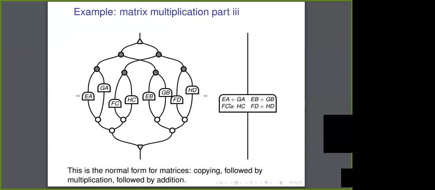Quick question, Cole. Assuming that all of the thickened wires are the same dimension, is this the same thing as just choosing a different ring for what the matrix is going to be over, by saying that it's going to be the ring of matrices of that size?